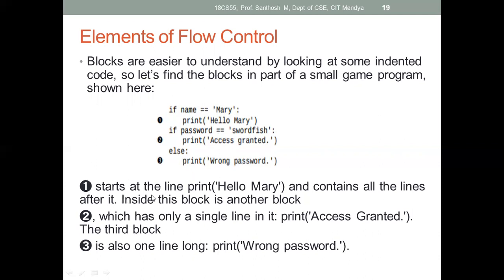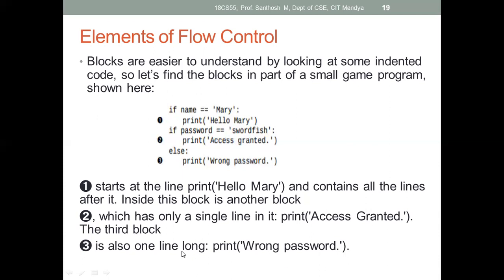So here they explain. Start at the line print. The first line is name is equal to Mary. If this condition is true, then only it will print hello Mary, and that block contains all the lines after it. First it will check this condition and then print the statement. After that it will execute the next statement. Inside this block is another block, which has only a single line in it, print access granted. The third block is also one line long, print wrong password.